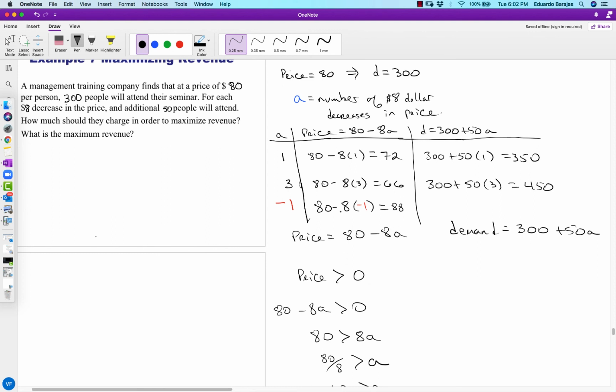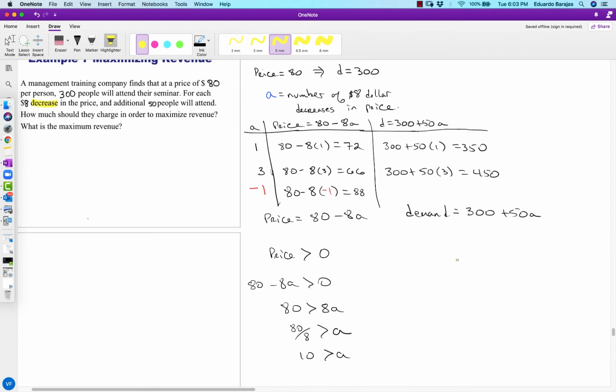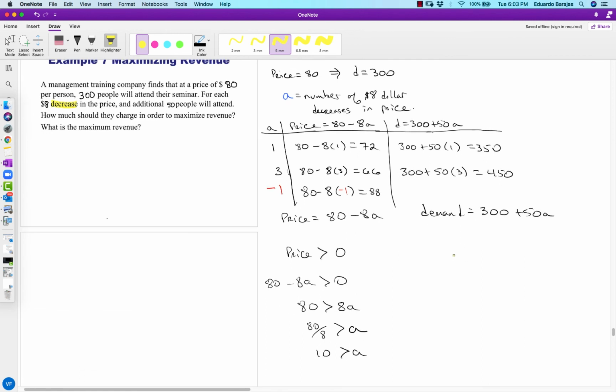So yeah, you could let A equal a negative, except that this problem said for each $8 decrease in price, they're kind of highlighting that you're going to be decreasing the price. So making the decrease in price a negative, meaning that the value actually goes up, seems kind of counterintuitive to what they're looking for. So I think we should just stick to letting A be strictly greater than 0. Right? We want to figure out the multiples of 8 that we want to decrease. So that's the constraint we have for A.